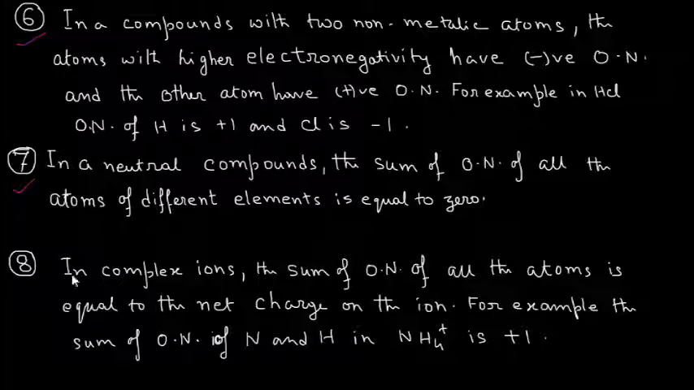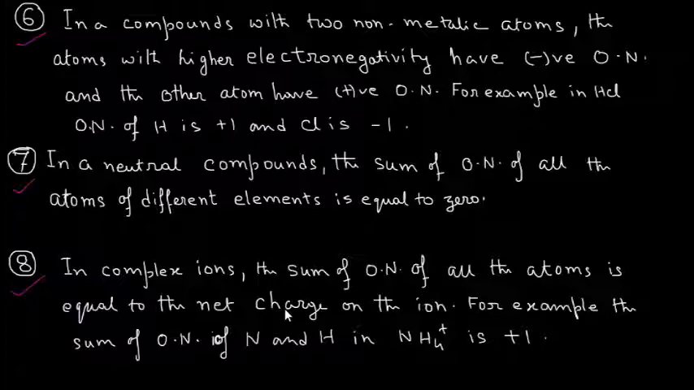Rule number 8. In complex ions, the sum of the oxidation numbers of all the atoms is equal to the net charge on the ion. For example, the sum of the oxidation numbers of N and H in NH4+ is +1, which is equal to its charge. So these are the 8 rules. By following these 8 rules, we can find out the oxidation number of any element in a given compound.